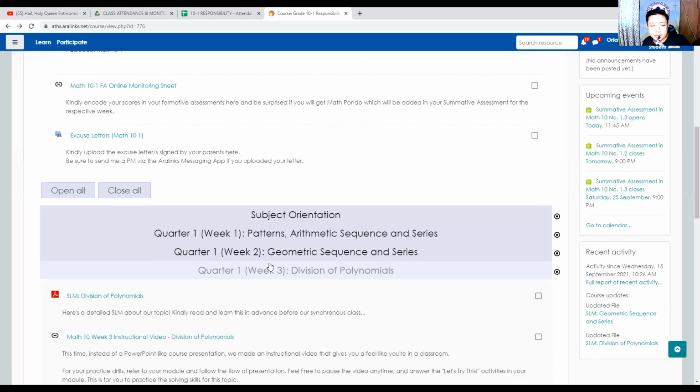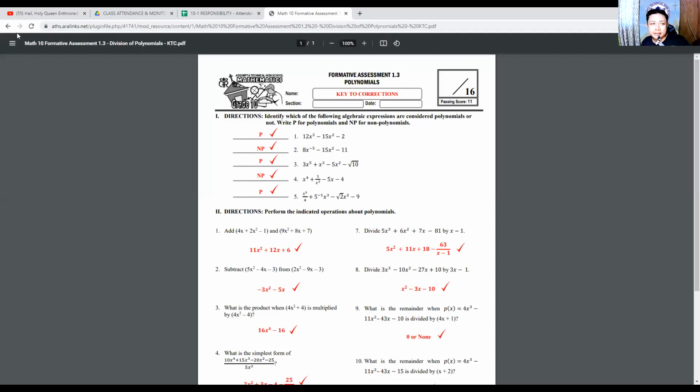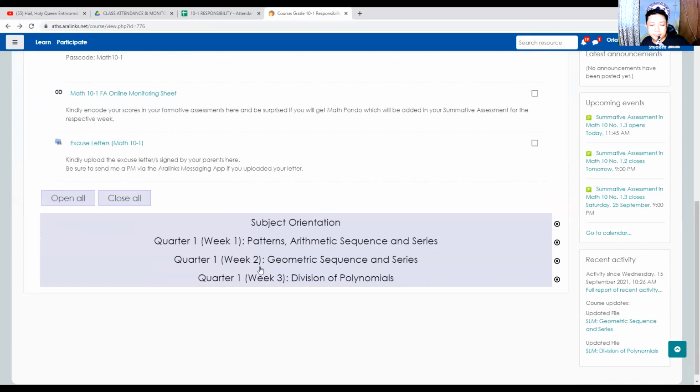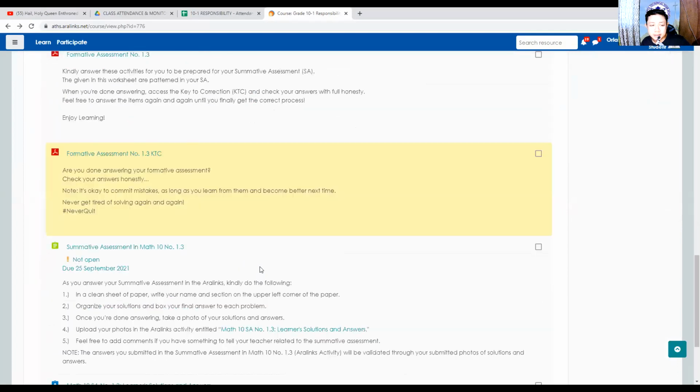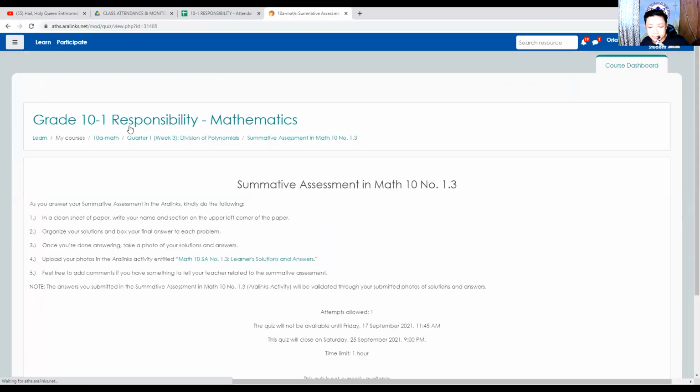And of course, don't forget to answer your formative assessments. They are here. The answer key for correction is also here. I posted it already, sorry. You have them there. This will prepare you for your summative assessment, which is already posted here. Let me see when this will open. This will open today, but the quiz will not be available until Friday. So it will open today at 11:45, because that is the end of our protected time. And then it will end next week, Saturday at 9 p.m.